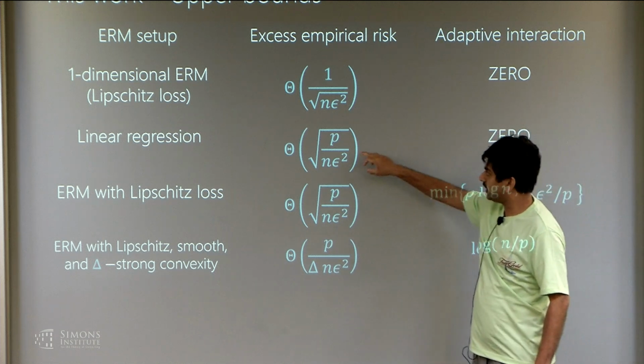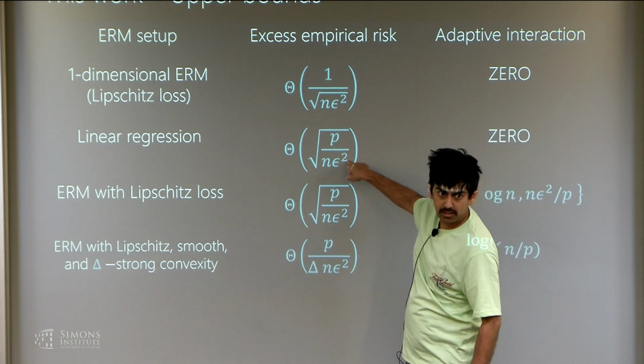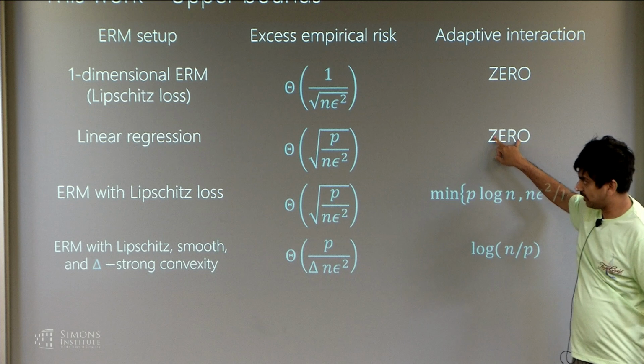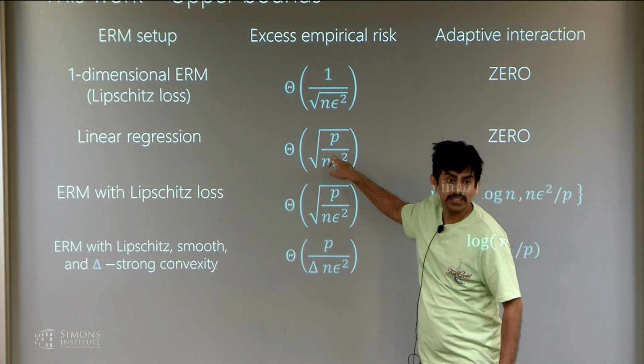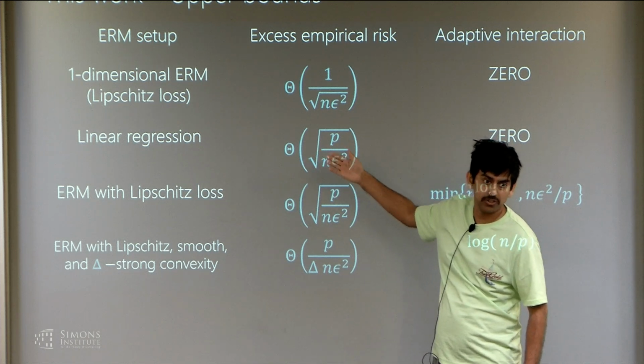If you are doing linear regression, you get square root of p over n epsilon squared with zero adaptive interaction. In our paper, we also have the lower bound, which says that for linear regression, this is actually tight. So this was not known earlier. The lower bound is also new in the paper.